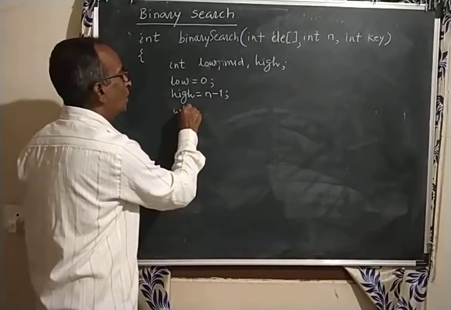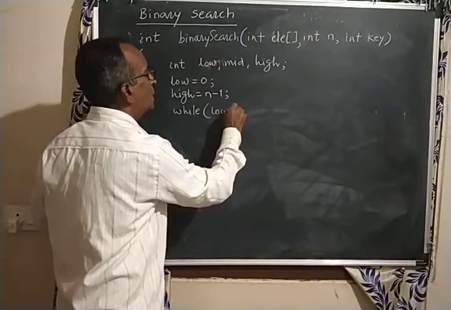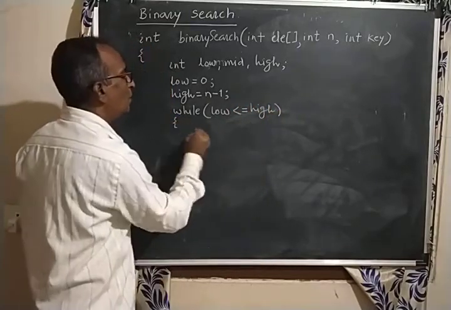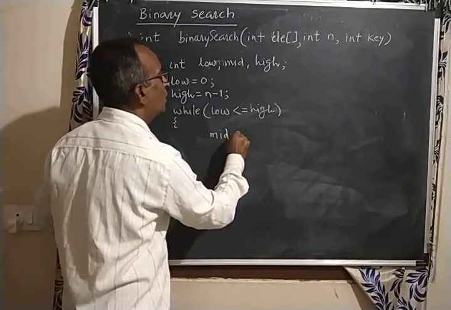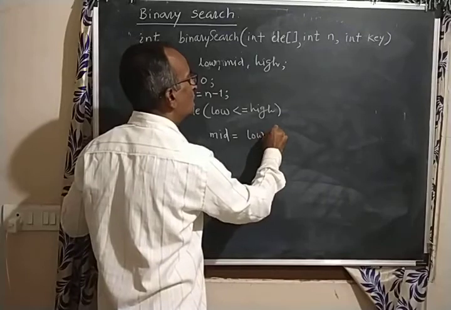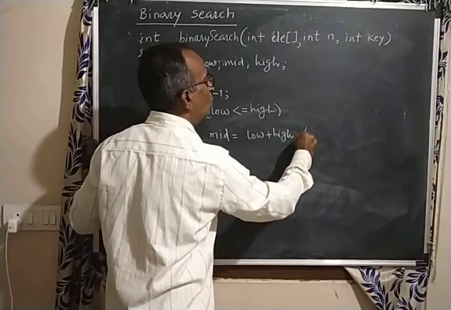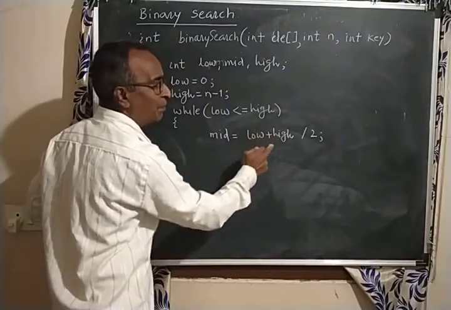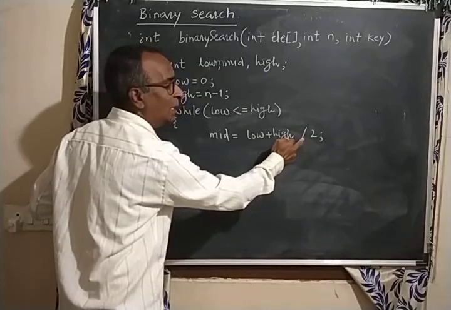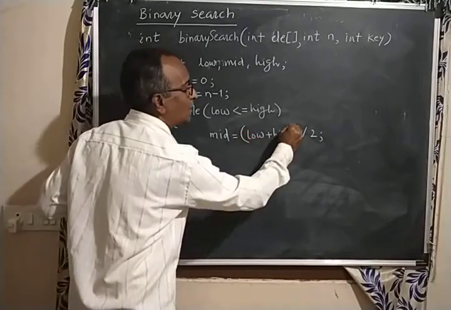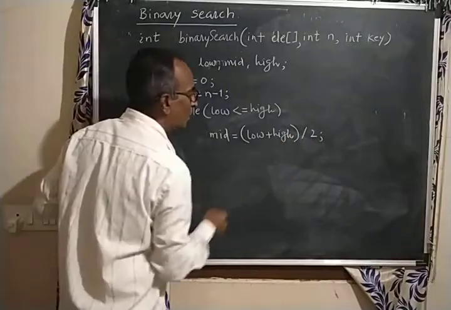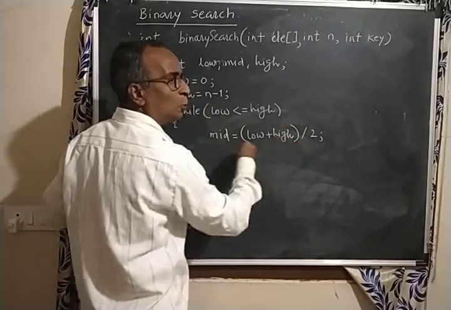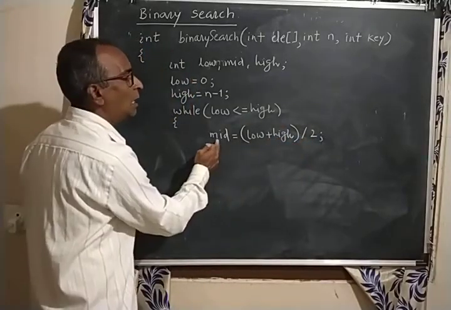While low is less than or equal to high, we are doing the calculation of the mid element. Mid is given as low plus high by 2. Is it correct? No, because what will happen? High by 2 will be done because division has higher precedence. So what we want is to first do addition, then division. This will give integer division. This is integer, this is integer, this is integer, so it is integer division. You will get an integer value as mid.